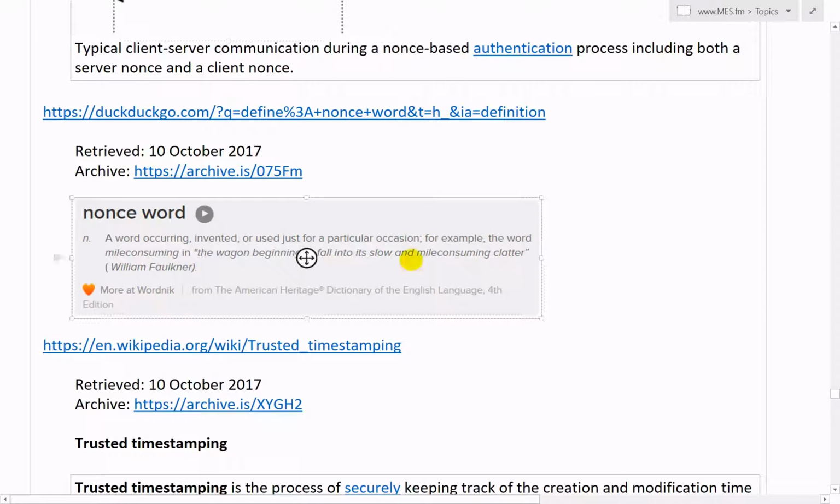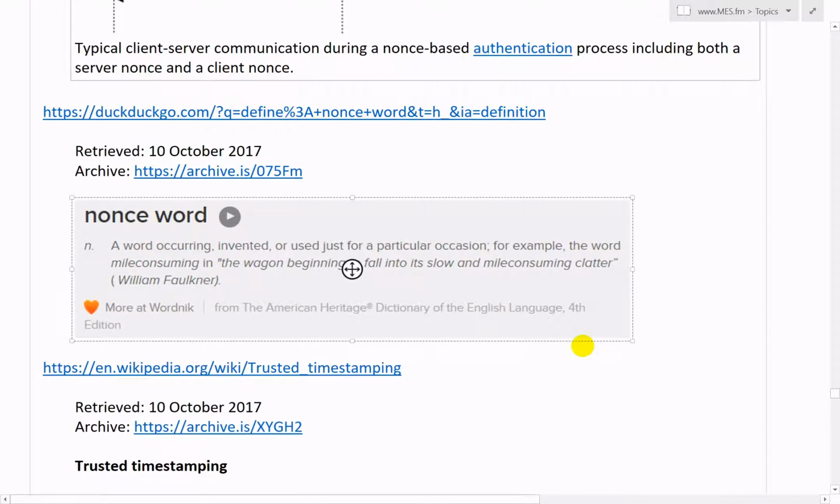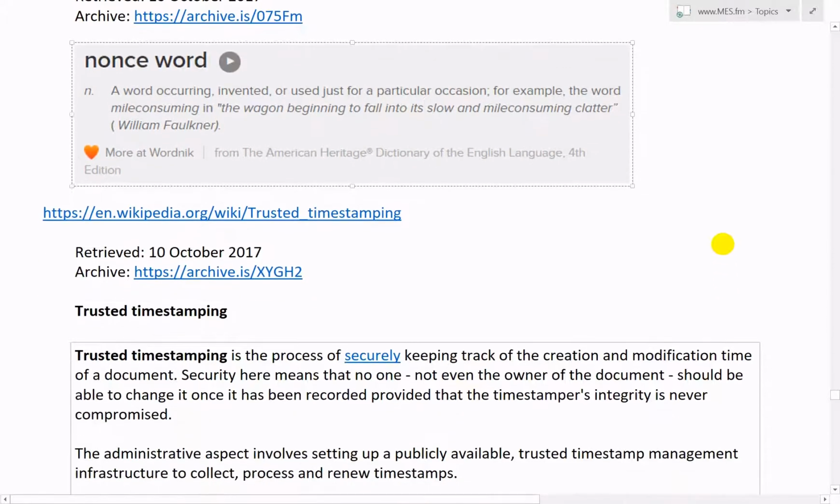If you look at the dictionary, a nonce word is a word invented or used just for a particular occasion. For example, the word mile-consuming in the sentence, the wagon began to fail us in its slow and mile-consuming clatter. So you just make up a word for a specific case like that.